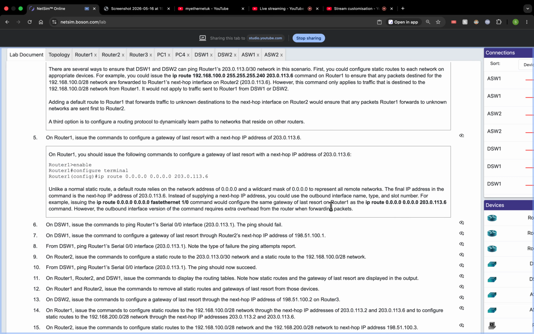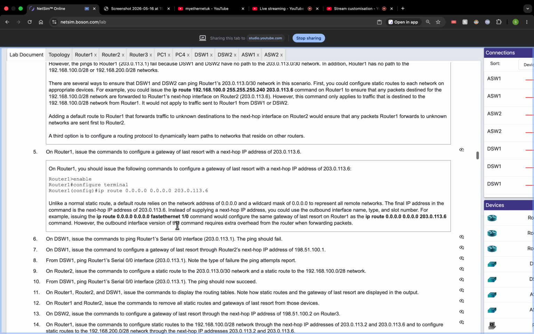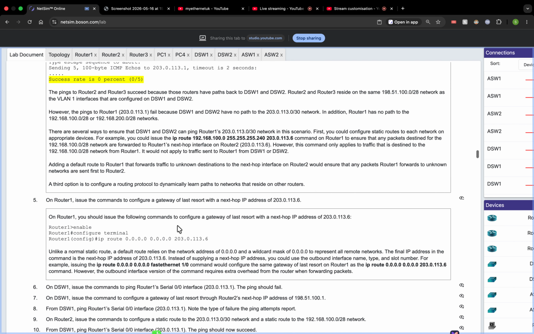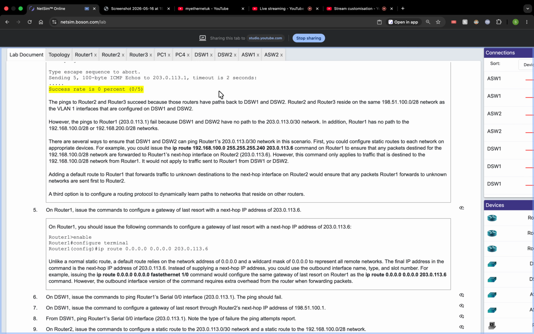Yes. So unlike a normal static route, a default route relies on the network address of 0.0.0.0 and a mask of 0.0.0.0 to represent all remote networks. The final IP address in the command is the next hop IP address of 203.0.113.6. Sorry, I'm speaking so fast. Now, instead of supplying a next hop address, you could use the outbound interface name and slot number. For example, you could do that as well, because you've got FastEthernet.